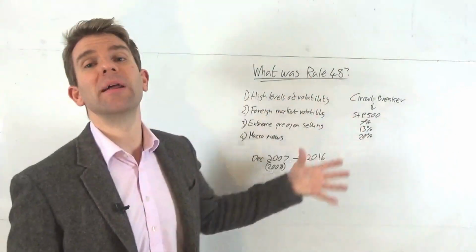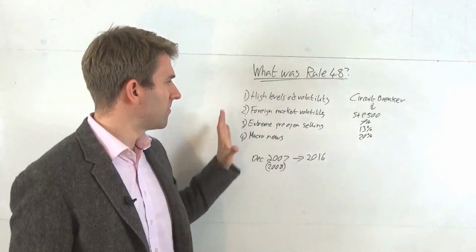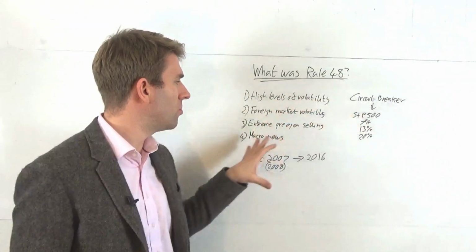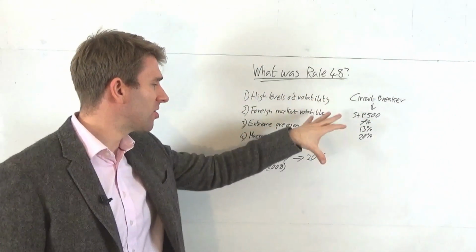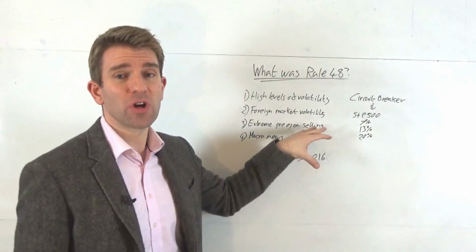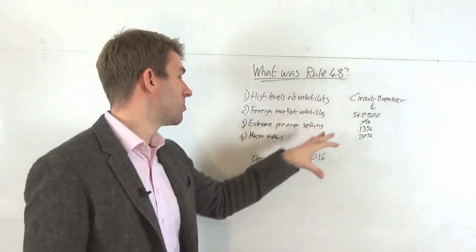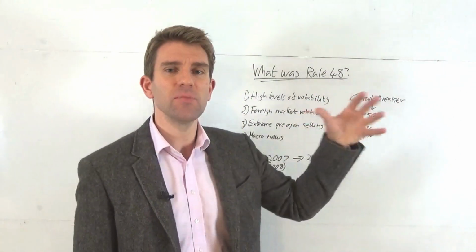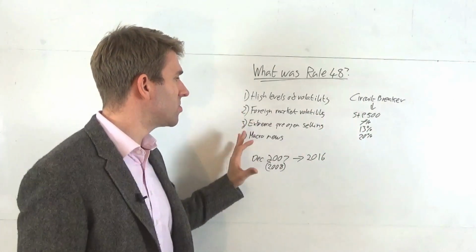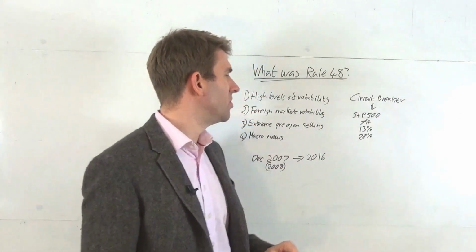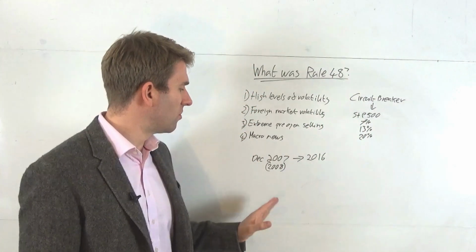Normally, you're going to get a combination of these, right? You're normally going to get, perhaps, high levels of volatility the day before. The DAX might have been going crazy. The futures are going to be getting hammered based on what the DAX is doing. It might have been because of news. So you might get multiple of these, but ultimately those are the four things that are allowed to be used as a reason to invoke Rule 48.